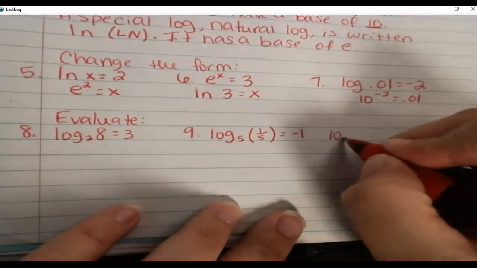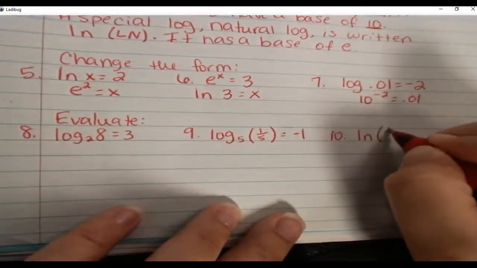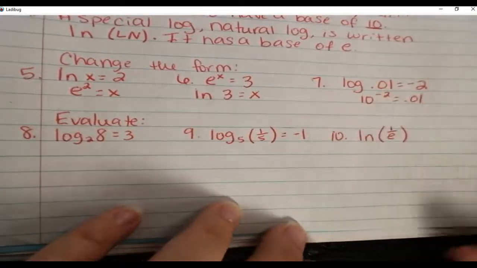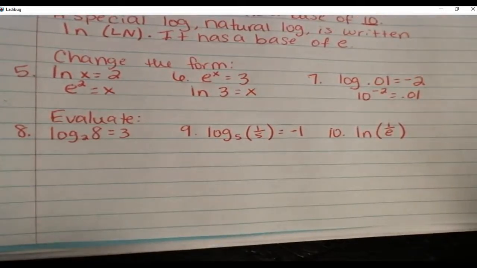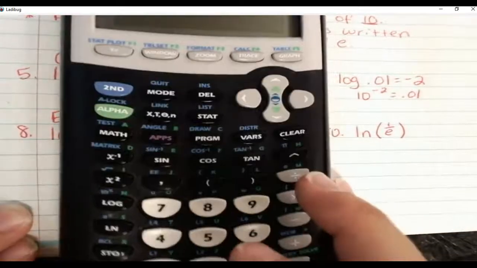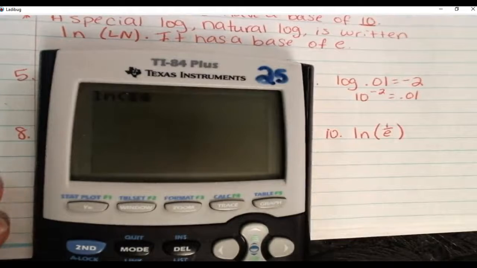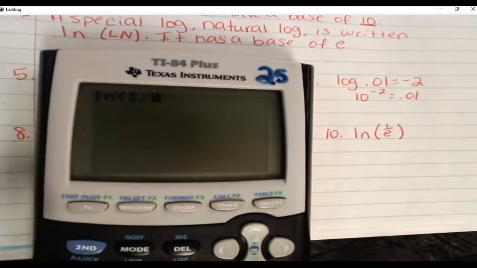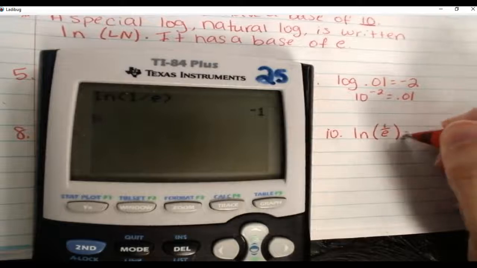Let's do one more. Let's say we had ln of 1/e. To type the ln, it is right there beside the 4, and then 1 divided by, and then to get the e, remember you do second division. So second division gives you e. And that also gives us -1.